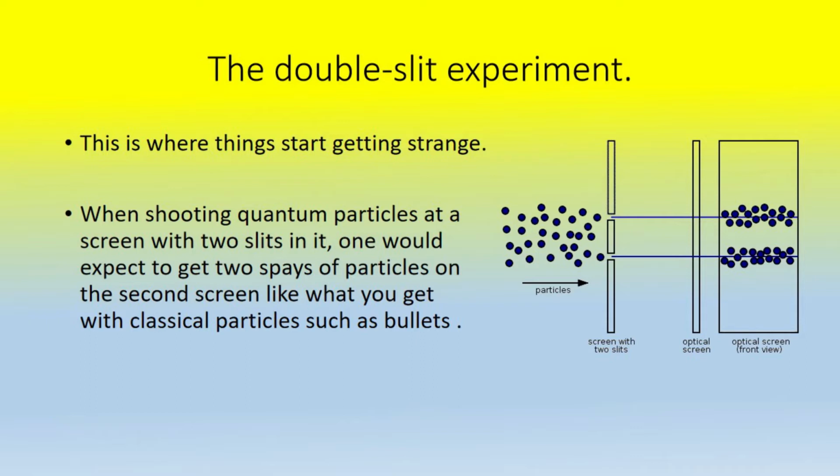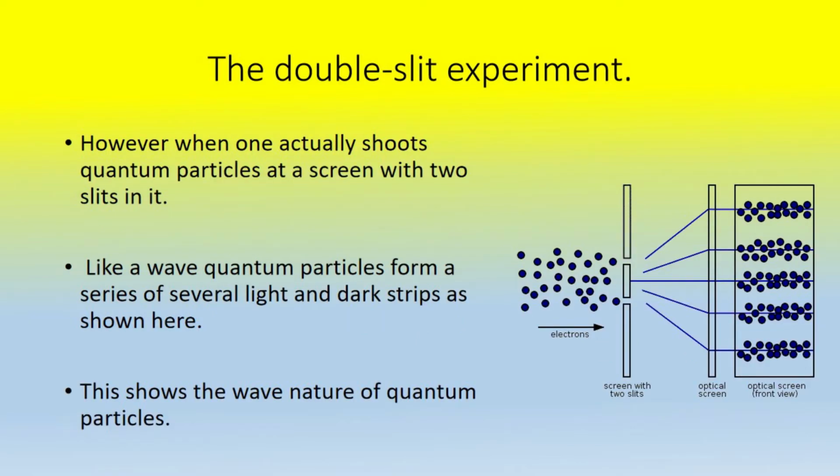When shooting quantum particles at a screen with two slits, one would expect to get two sprays of particles on the screen, like what you get with classical particles, such as bullets. However, when one actually shoots quantum particles at a screen with two slits in it, like a wave, quantum particles form a series of several light and dark strips, as shown here. This shows the wave nature of quantum particles.